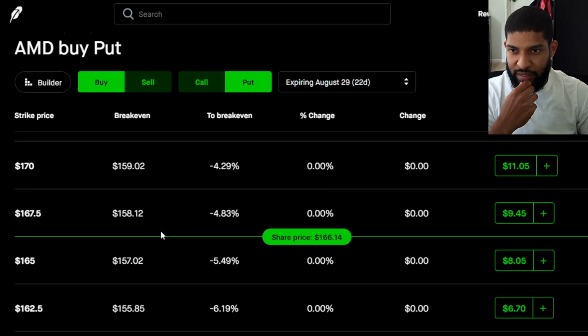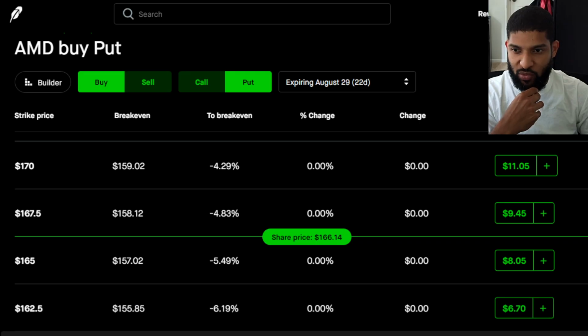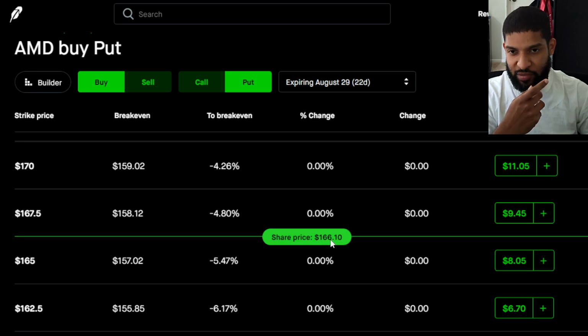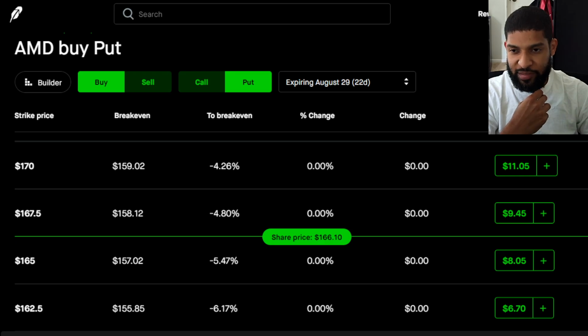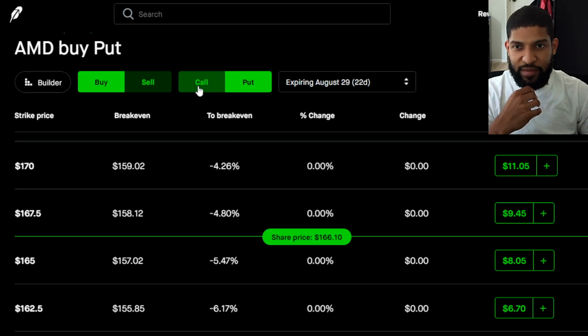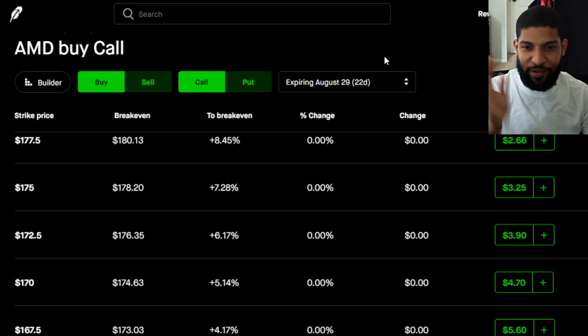Out of the money is this 160 put option, because obviously the share price is at 166. It has not yet passed this 160 strike price. So that means this 160 put option is considered out of the money. And yeah, that's basically it for the most part, you know.